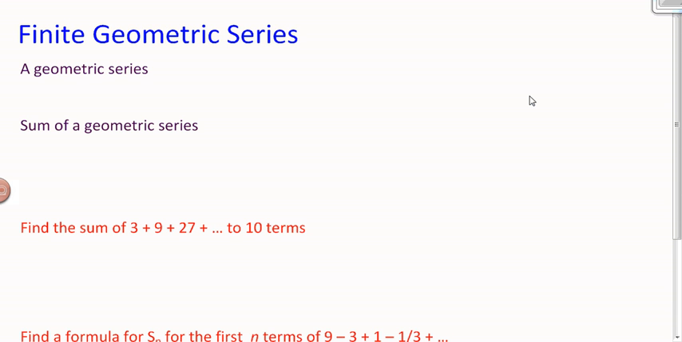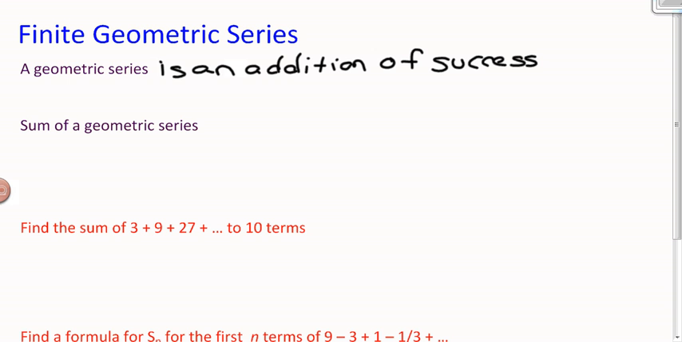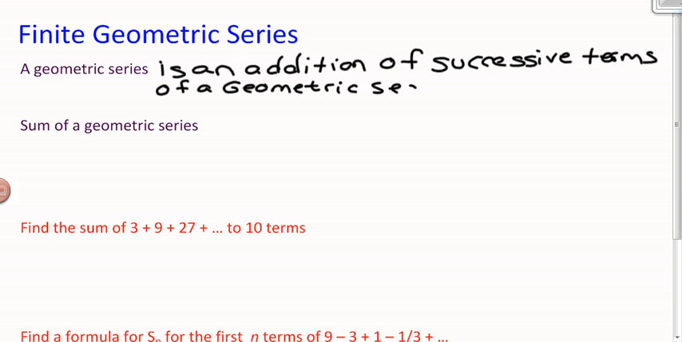So a geometric series itself is just an addition of successive terms of a geometric sequence. So we're going to have a geometric sequence of some sort, and then we're going to end up adding up a specific number of terms in order. So we have formulas for you to work on with this.